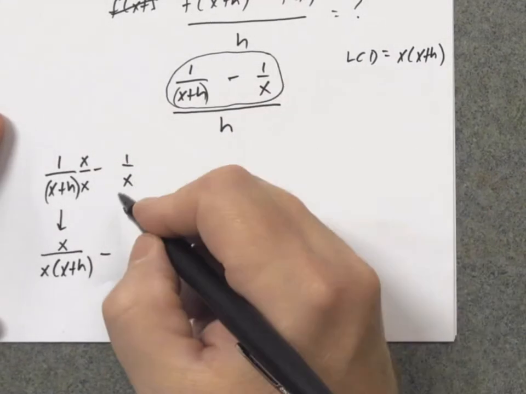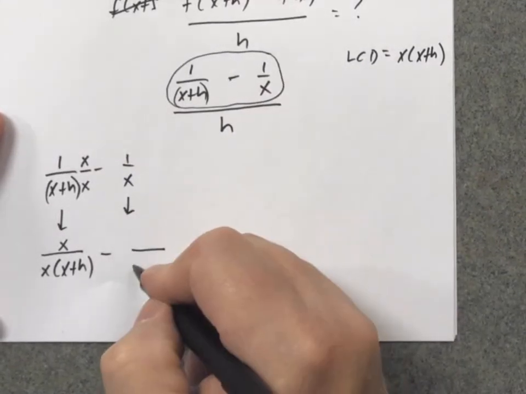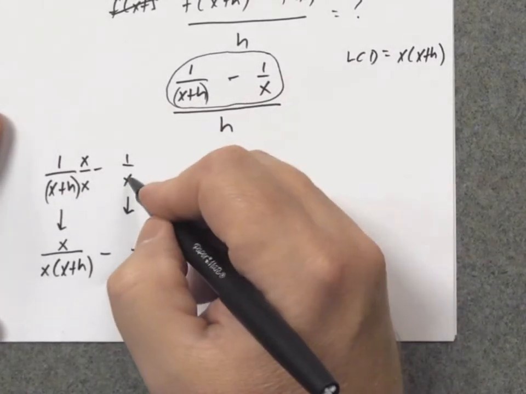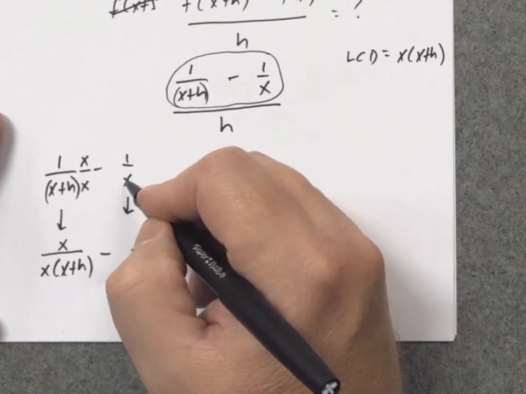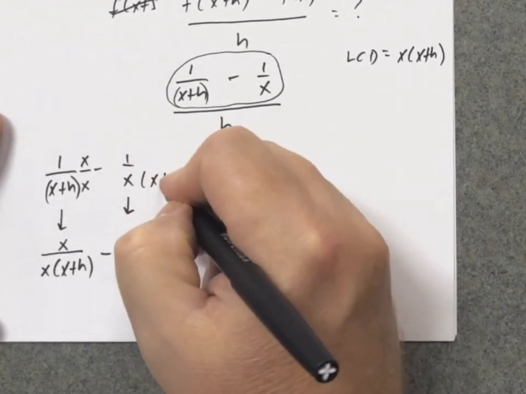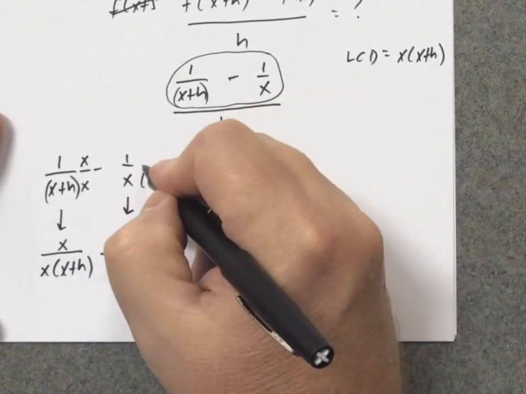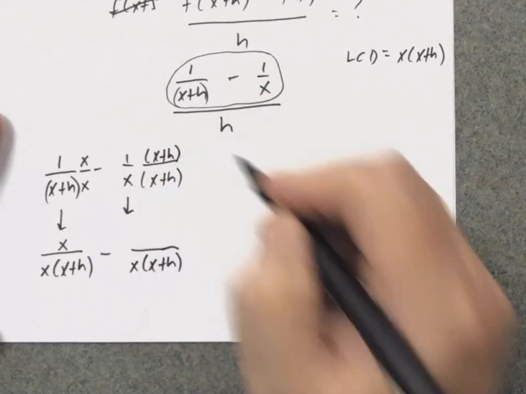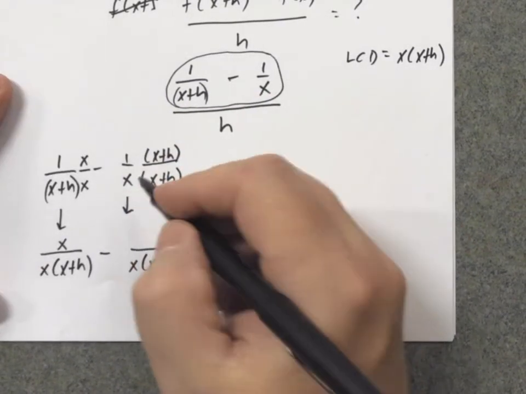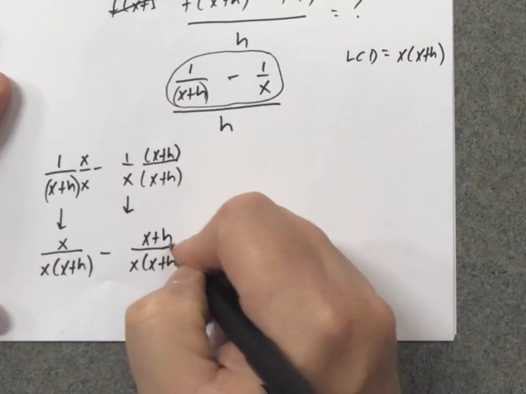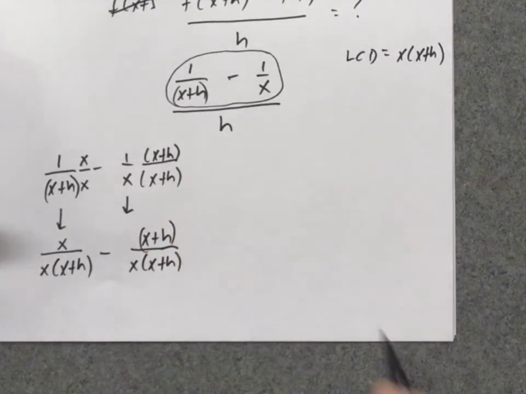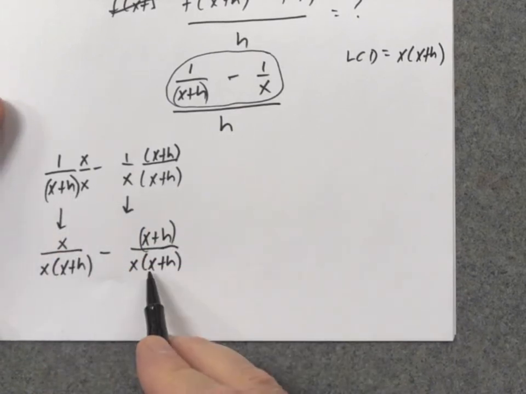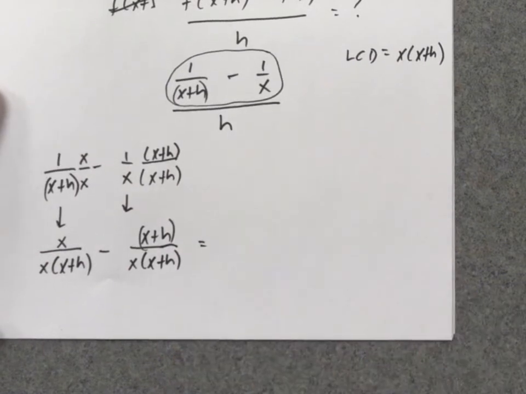Now 1 over x, once again, I need the denominator to be x times x plus h. What do I need to do to this original denominator? I need to multiply it by x plus h. Of course, if I multiply the bottom by this parenthesis, I also have to multiply the top by that parenthesis. So 1 over x now becomes x plus h over x times x plus h. So now I've converted both fractions to where they have the common denominator. So now I can actually subtract.